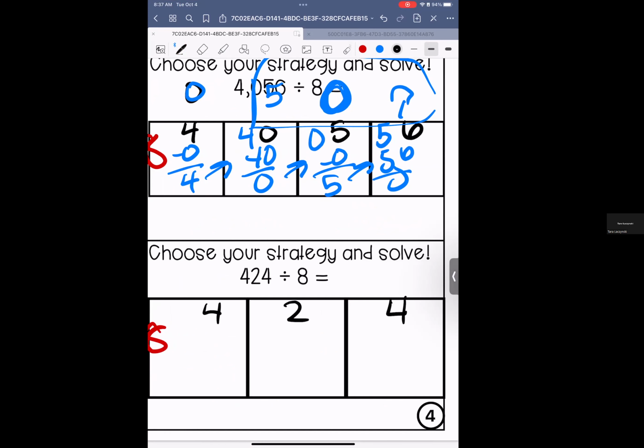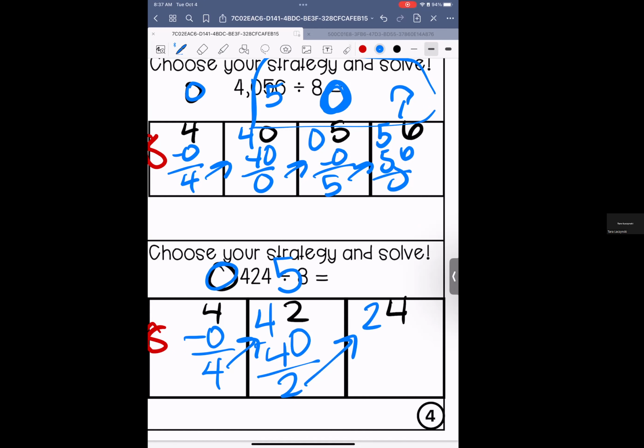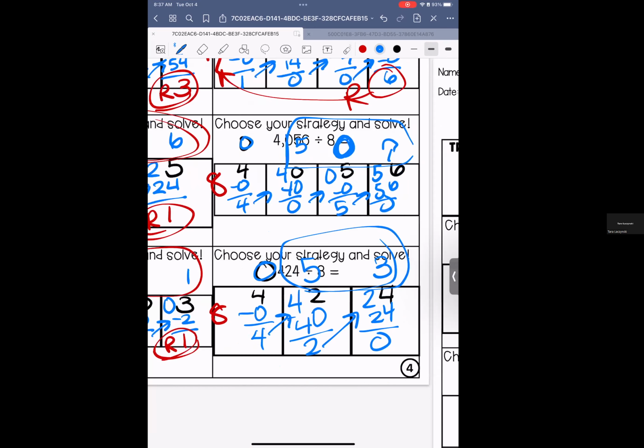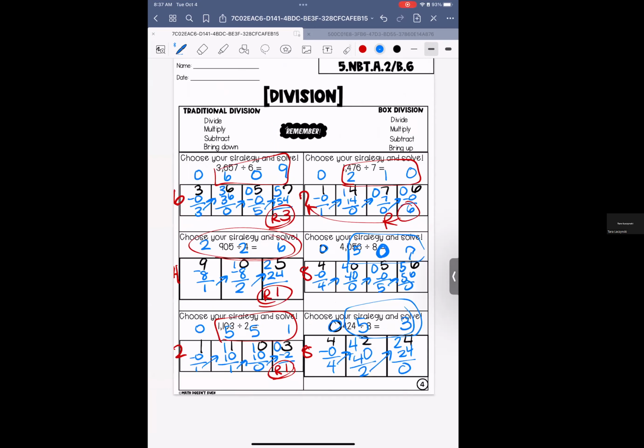424 divided by 8. 8 does not go into 4. No, it doesn't, but it does go into 42 5 times. That's the closest we can get, which is 40 with 2 left over. Bring it next door. 8 goes into 24 3 times. On the nose, nothing left. Our answer for this one is 53. That is the end of page 4.